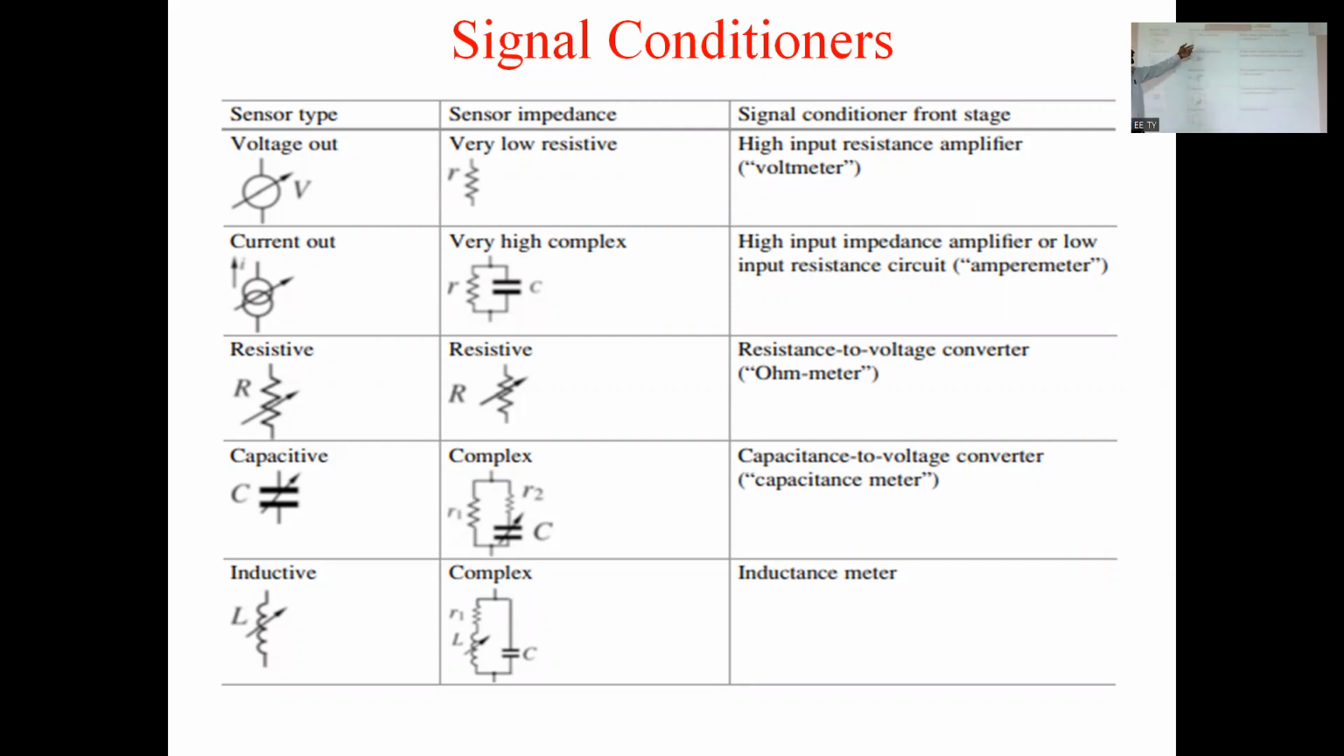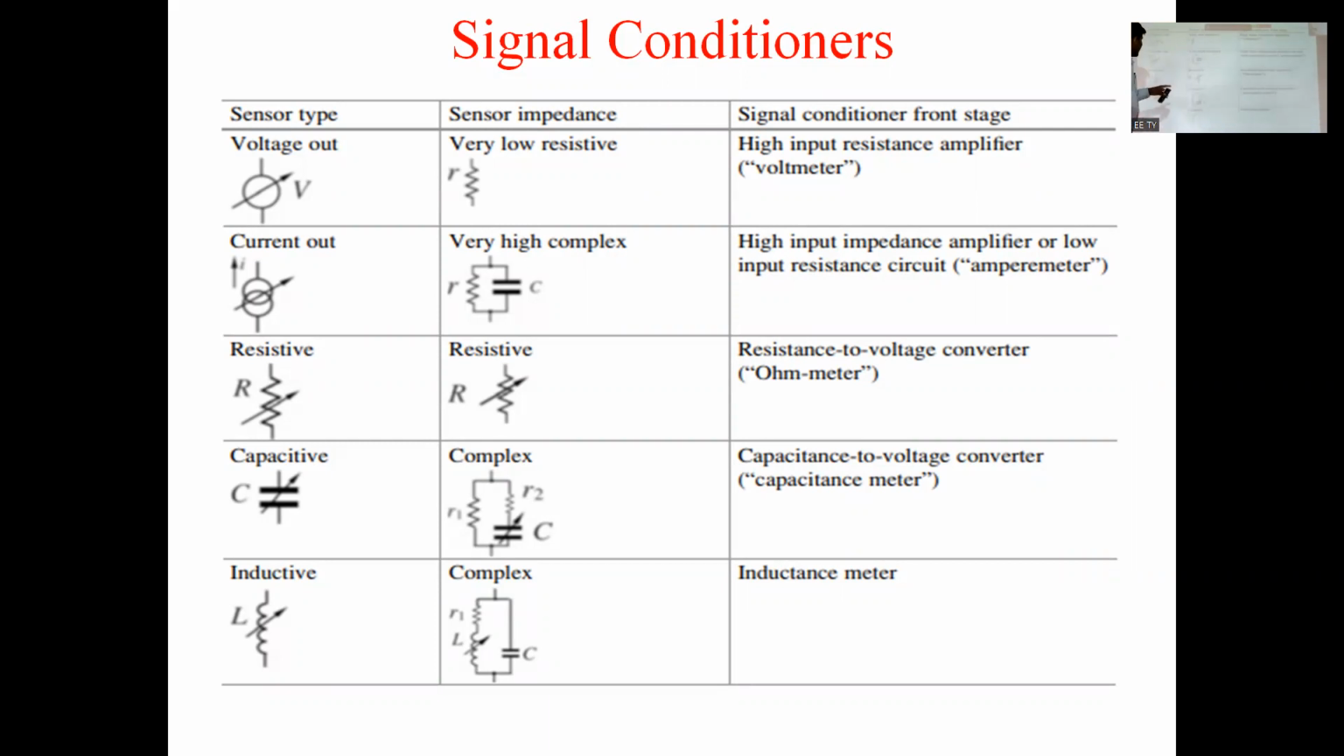So some of the characteristics are given. If the output is in the form of voltage out, then that sensing element may have a very low resistance. Then we want to interface the electronic circuitry to the output of that sensor. It is in the form of a high input resistance amplifier, right?